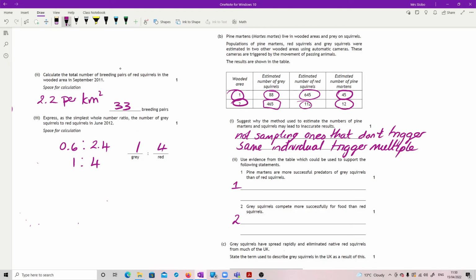Grey squirrels have spread rapidly and eliminated native reds. State the term used to describe grey squirrels in the UK as a result of this. This means that they are invasive. And that's the term you're looking for. That's the question.